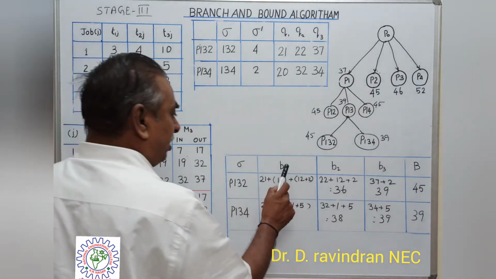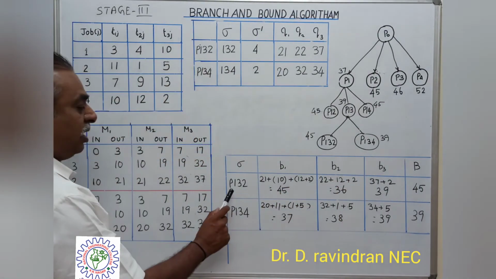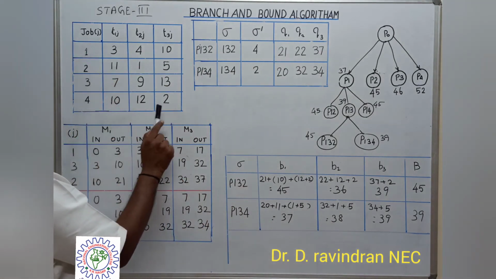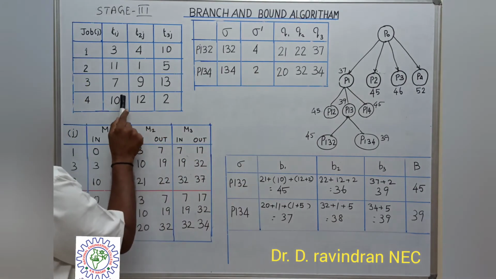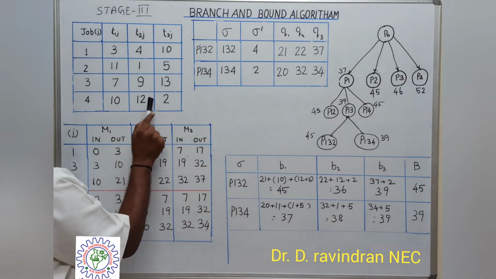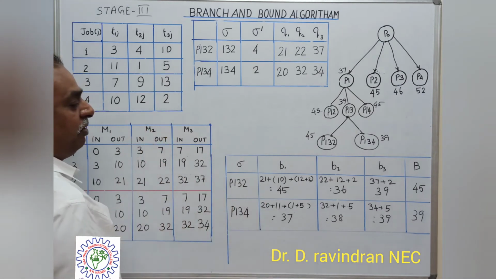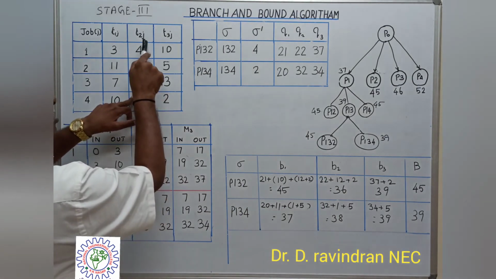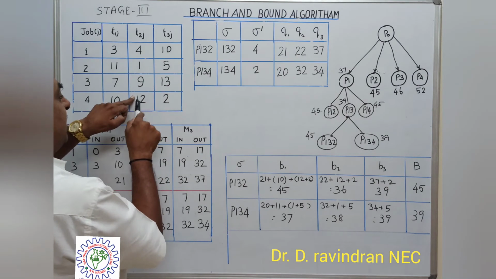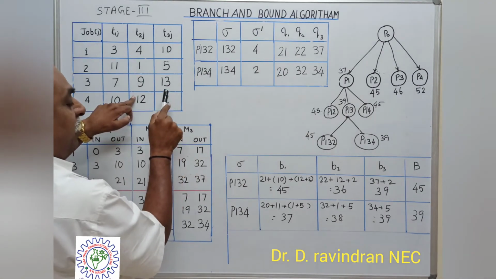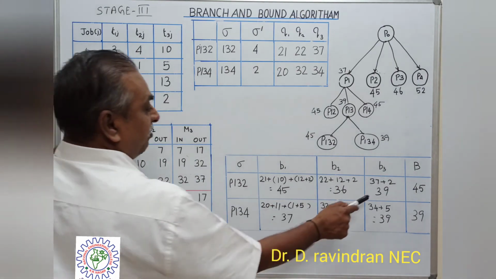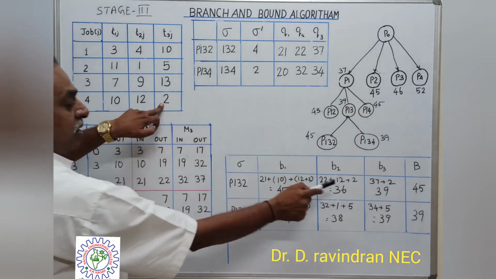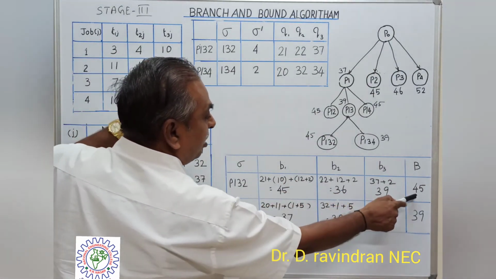Now if you want to find B1, B2, B3, if you consider the 1, 3, 2 sequence, the remaining job will be only 4. For B1 this is 21 plus this job, that is 10, plus the sum of this, which is equal to 45. Then for B2, all these jobs have been chosen. Now B2 plus this value 12 plus the minimum of this value, which is 2, comes to 36. Then for B3, it is 37 plus this 2 value, that is equal to 39. Among these, the maximum value is 45.